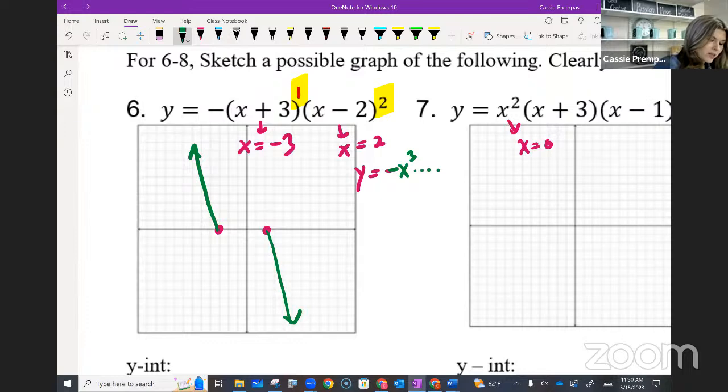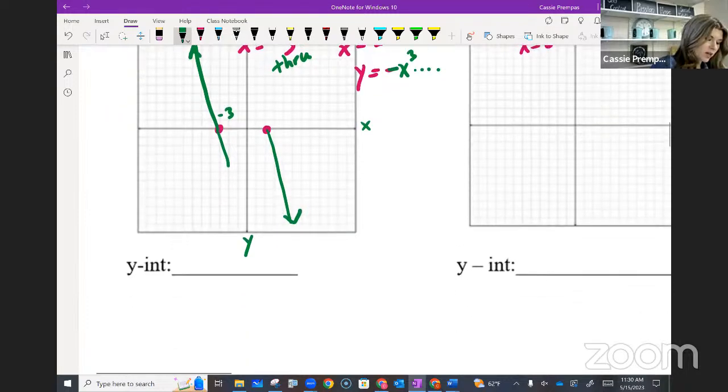And now what's going to happen at -3? Should I go through? Good. Because -3 came from a place that had an odd exponent, it's going to go through the x-axis. So that means at -3, it goes through it. That also means when I find my y-intercept, it should be in the negatives. Speaking of the y-intercept, how do I find that?